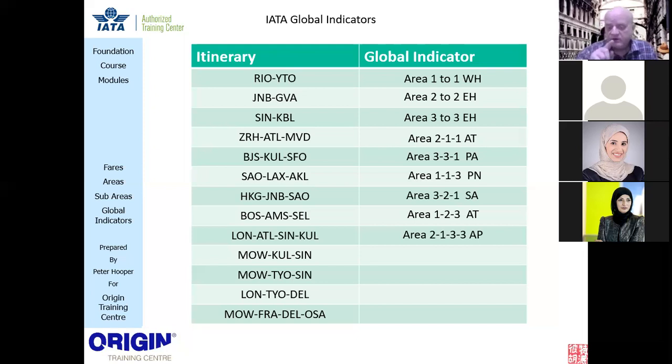And when I go from area 1 to 3, have I crossed an ocean? The Pacific. So I've crossed both the Atlantic and the Pacific. You agree? Yes. Oops, sorry, it's AP.